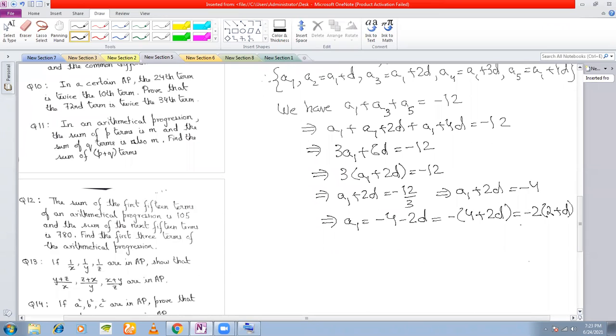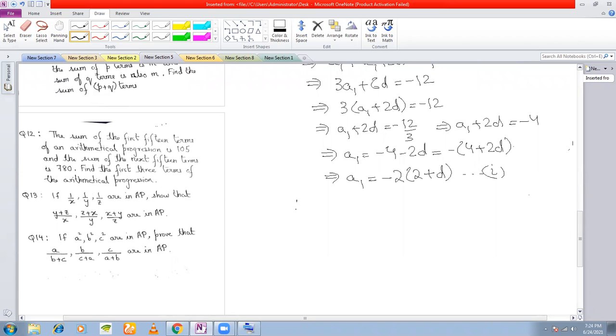So what do you see? You have got A1 in terms of D. Let me write this in the next line because I'll be using this value. That means A1 in terms of D is minus twice 2 plus D, right? Let us call this 1. Now what is the next condition given here? The next condition given here is A1, A2, A3 is equal to 8. This is the next condition given.